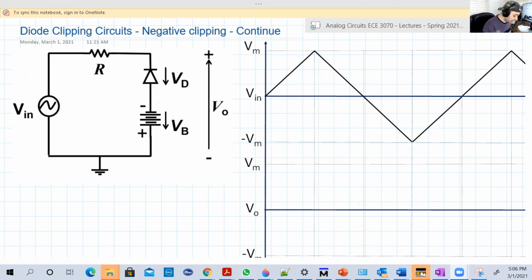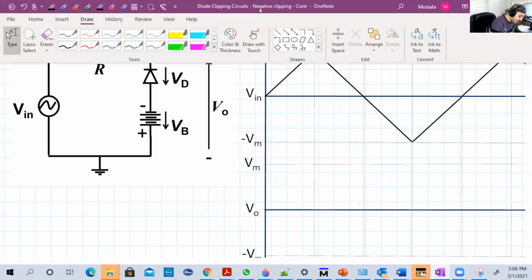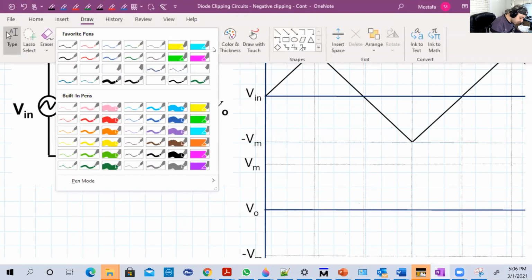Okay, so let's start with the smarter way, in which we do just what we did with the positive clipping in the last lecture, which is to find the V input minimum. Also a caveat here: it's not V input minimum, you can name it another way, as we will see later. So I'm going to start with the same kind of analysis I did before.